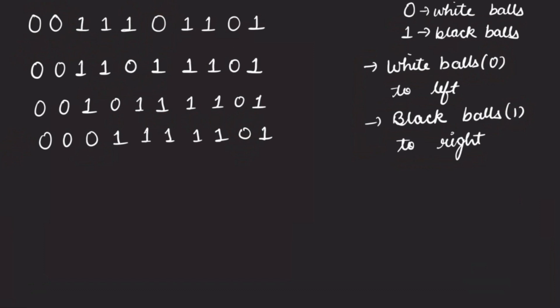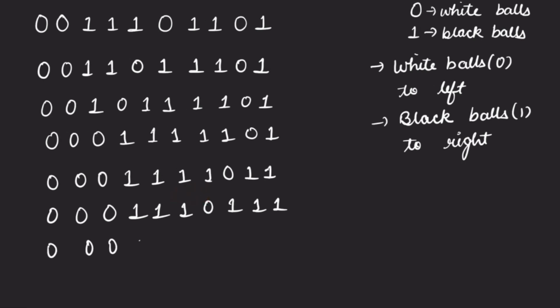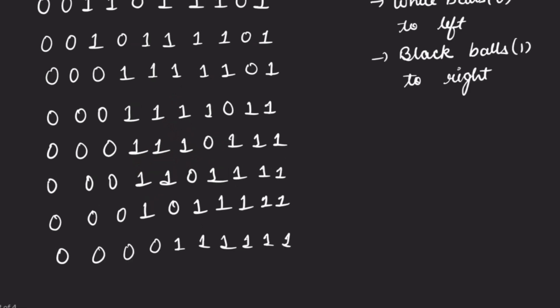So first we'll swap these two, so it will be 0, 0, 0, 1, 1, 1, 1, 0, 1, 1. Then in the next swap, you will swap these two, so it will become 0, 0, 0, 1, 1, 1, 0 and triple 1. Then you will swap these two, so it will become 0, 0, 0, 1, 1, 0, 1, 1, 1, 1. Then you will swap these two, so it will become 0, 0, 1, 0, 1, 1, 1, 1, 1. Then you will swap these two, and now it comes towards the left. Now there are no further zeros which we need to move towards the left.